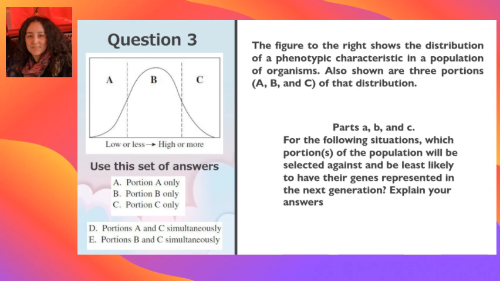So we've got a figure here on the left. We've got that distribution of a phenotypic characteristic in a population. And we're shown three proportions, proportion A, proportion B, and proportion C. So we've got the two extremes here, and then this mean phenotype. And we're going to use these answers, A through E, to answer the following three questions.